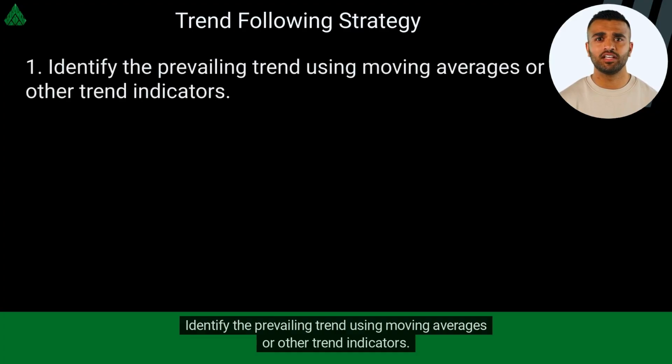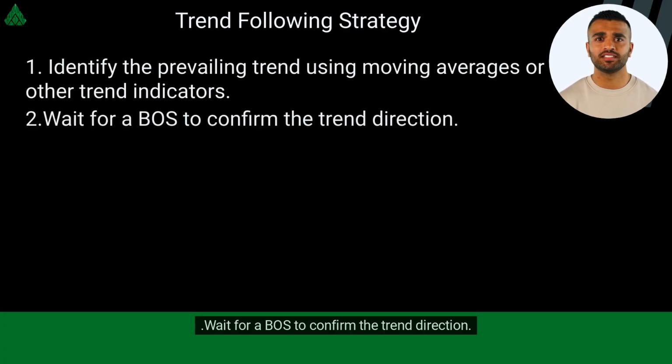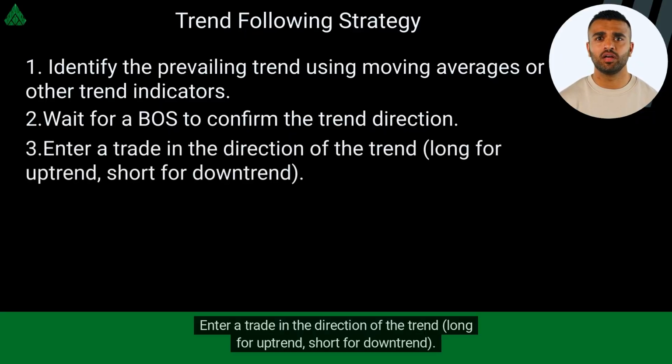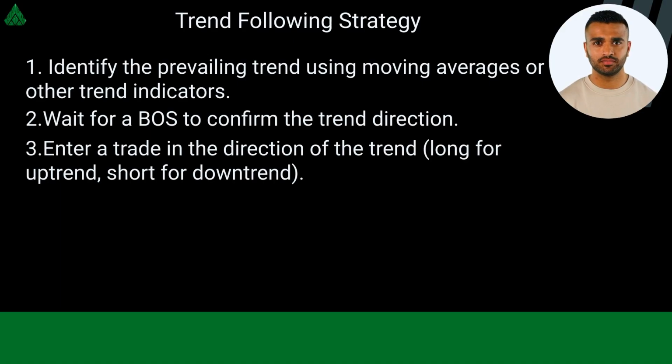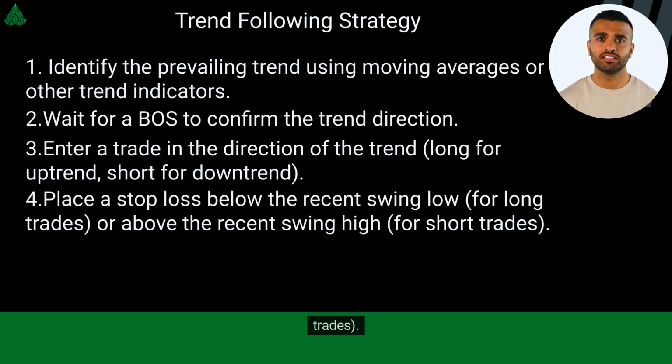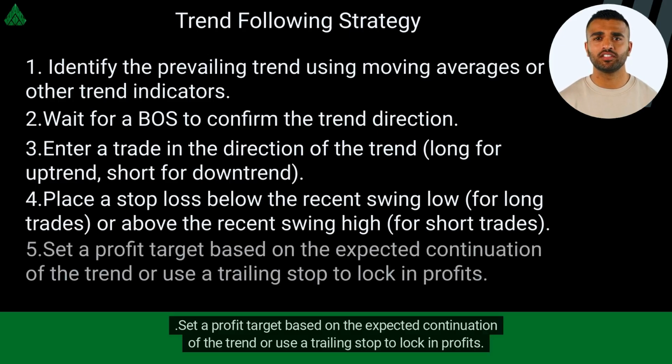Identify the prevailing trend using moving averages or other trend indicators. Wait for a BOS to confirm the trend direction. Enter a trade in the direction of the trend, long for uptrend, short for downtrend. Place a stop loss below the recent swing low for long trades or above the recent swing high for short trades. Set a profit target based on the expected continuation of the trend or use a trailing stop to lock in profits.